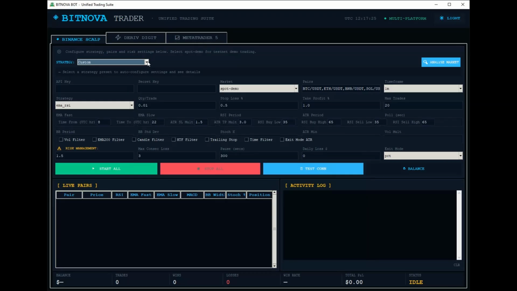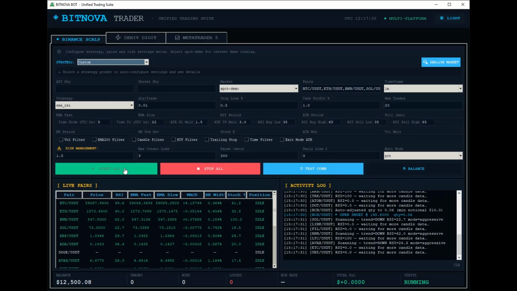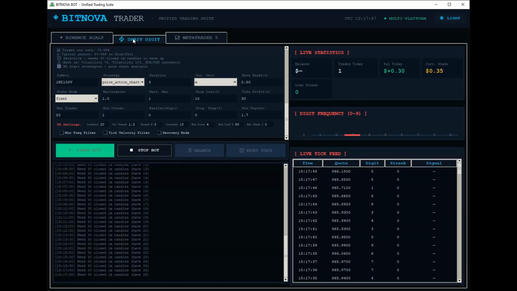Let's get into it. Most retail traders lose money for the same 3 reasons. 1. Emotional decisions. You see a green candle, you panic buy. You see red, you panic sell. 2. Inconsistent execution. Even with a solid strategy, manually placing 50 trades a day with the exact same discipline every single time is almost impossible for a human.